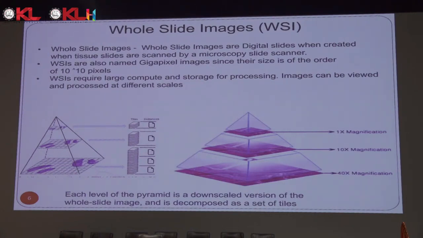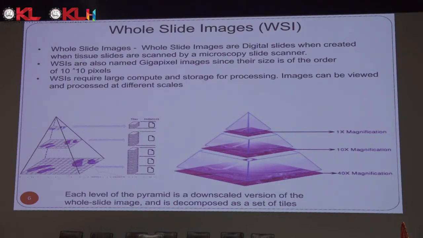So whole slide images are digital slides created when tissue slides are scanned by a microscope. The issue is it's not just one image, it has to be acquired at different scales, which means that these images are gigapixel images. Each image is going to be around 2 to 2.5 gigapixel, and we know that in deep learning we need several hundreds and thousands of samples. Just imagine 2 gigapixel into 1000 samples. We do not have enough computing power yet, so that poses a big challenge for us.